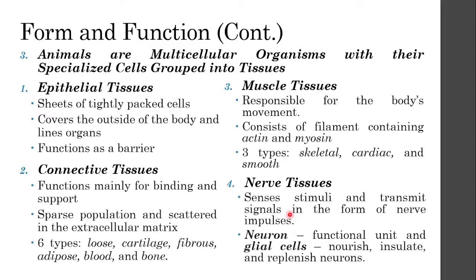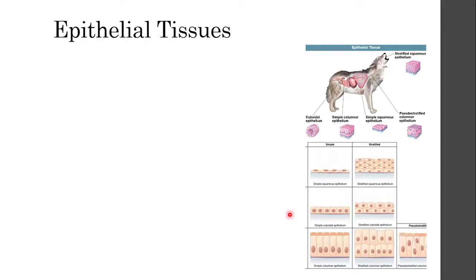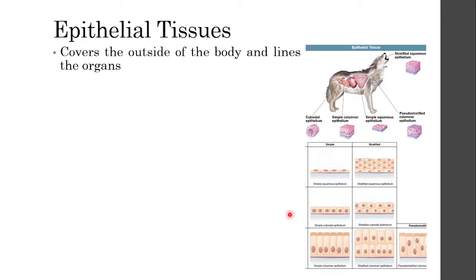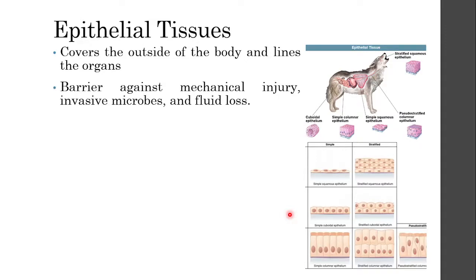There are two things that we're going to focus on about nerve tissues. First are the neurons, which are the functional unit of the nerve tissues, and then glial cells, which are necessary in order for the neurons to thrive, because they nourish, insulate, and replenish neurons. So let's talk more about epithelial tissues. There are different types of shapes and layering of epithelial tissues, but again, just a reminder of what they do: they cover our body and line our organs, and they are a barrier against a lot of things, such as mechanical injury, invasive microbes, and fluid loss.